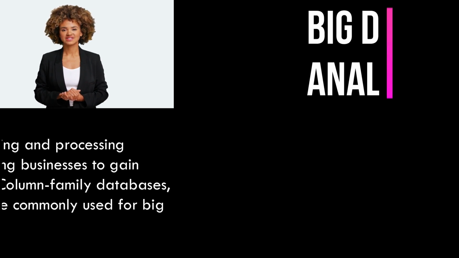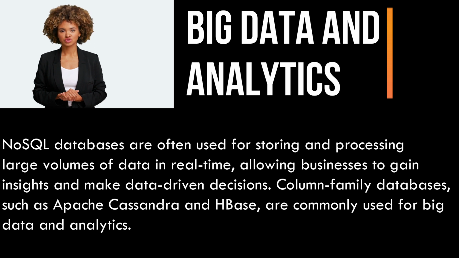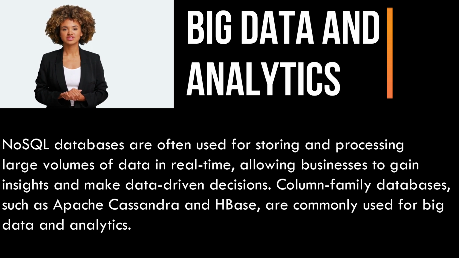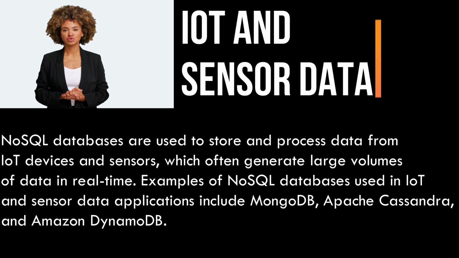Big data and analytics. NoSQL databases are often used for storing and processing large volumes of data in real time, allowing businesses to gain insights and make data-driven decisions. Column family databases, such as Apache Cassandra and HBase, are commonly used for big data and analytics. IoT and sensor data. NoSQL databases are used to store and process data from IoT devices and sensors, which often generate large volumes of data in real time. Examples of NoSQL databases used in IoT and sensor data applications include MongoDB, Apache Cassandra, and Amazon DynamoDB.